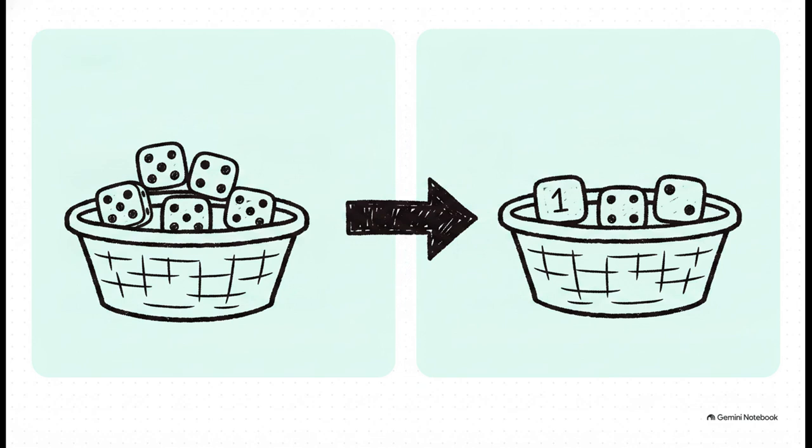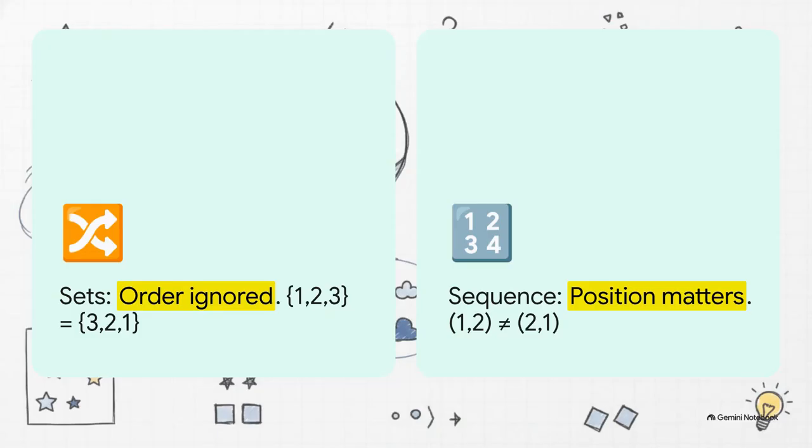Duplicates are completely ignored. Rule number 2. Order does not matter. Now, this is where a lot of people trip up. When you use curly brackets, the set of 1, 2, 3 is mathematically identical to the set of 3, 2, 1. Only the contents matter, not how they're arranged in the basket. But you have to contrast this with a sequence, which uses parentheses instead. In a sequence, position is everything. A sequence of 1, 2, 3 is absolutely not the same as 3, 2, 1. So remember, curly brackets mean it's a set. And in a set, you can shuffle the items around all day long and it remains exactly the same set.